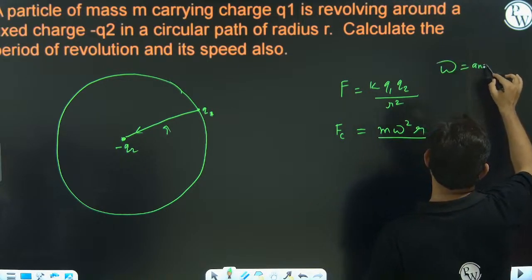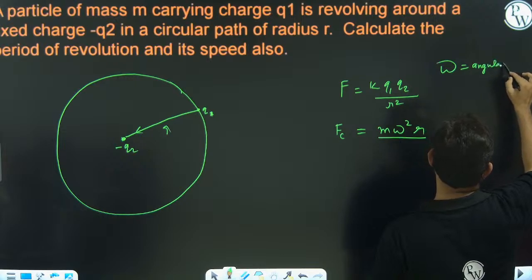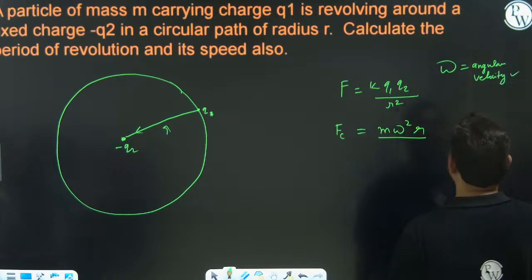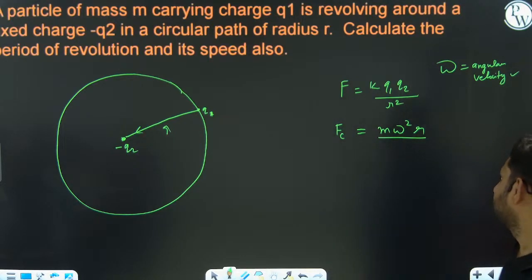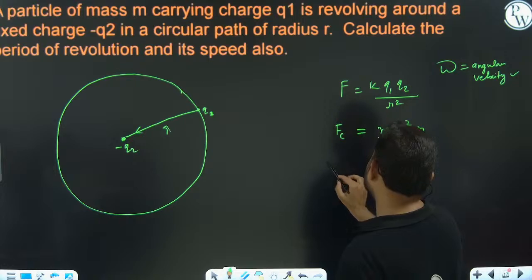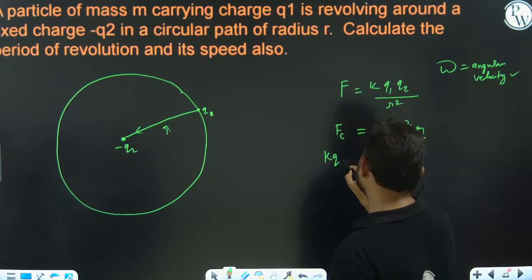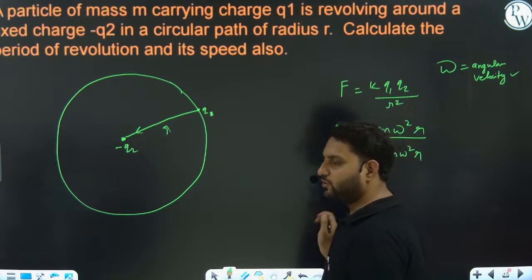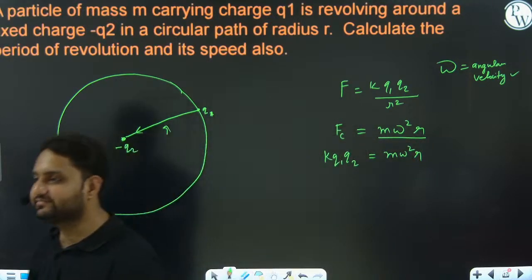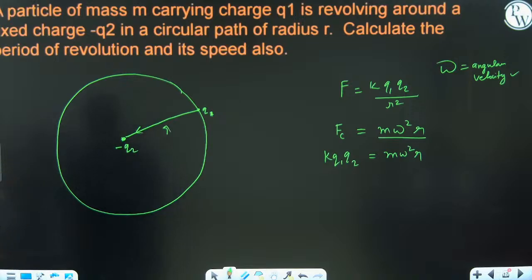Angular velocity. That is omega. Both are equal. It means k q1 q2 is equal to m omega square R. But from here you can calculate omega. Can you calculate omega or not? Yes or no?